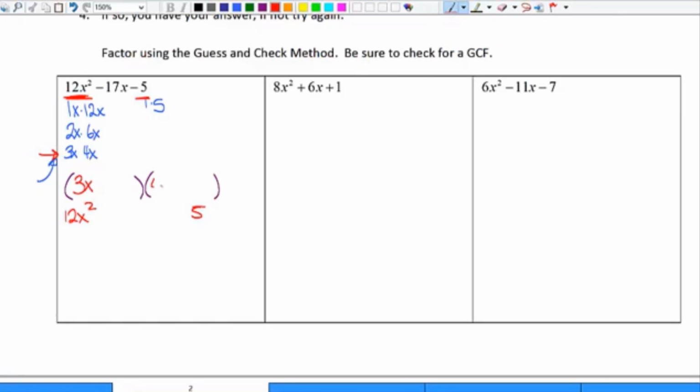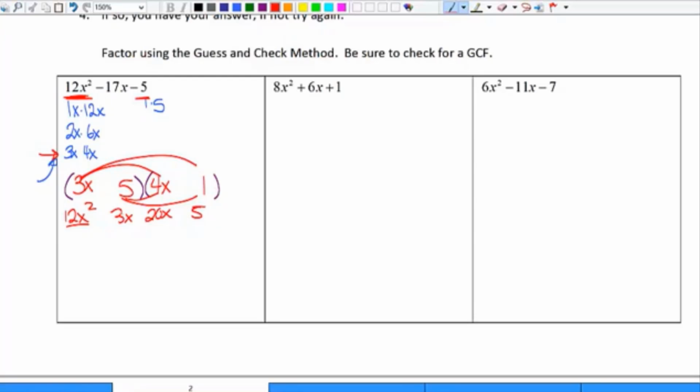So this time I'm going to try 3x and 4x like I did last time, but I'm going to switch the 1 and the 5. Instead of putting 1 on the left and 5 on the right, I'm going to switch that. When I distribute, I get 12x squared again. Duh, I knew that. I'm the one that picked it to be 12x squared. And then I get 3x, and then I get 20x, and then I get 5. But duh, I knew it was going to be 5. I'm the one that picked 5.